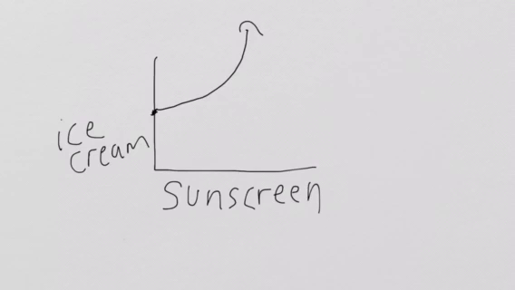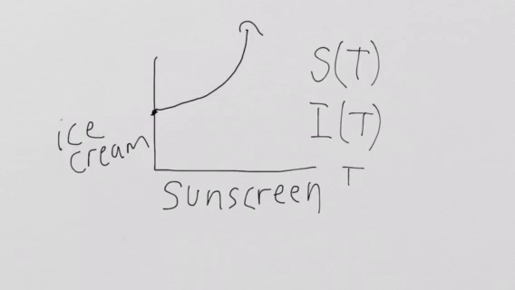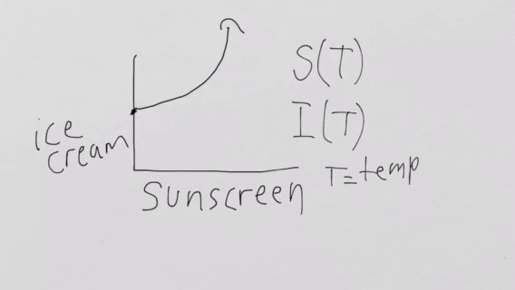So we could say sales of sunscreen are S and sales of ice cream are I, and they both depend on T, where T is temperature. So the higher the temperature, the more of both of these items that we're going to sell. It turns out that S and I are two variables that depend on a third variable T. And we could say that S of T and I of T are a pair of parametric equations.